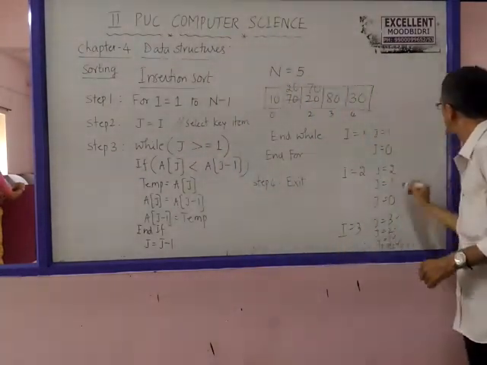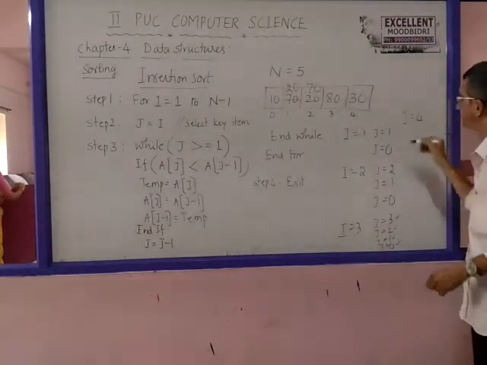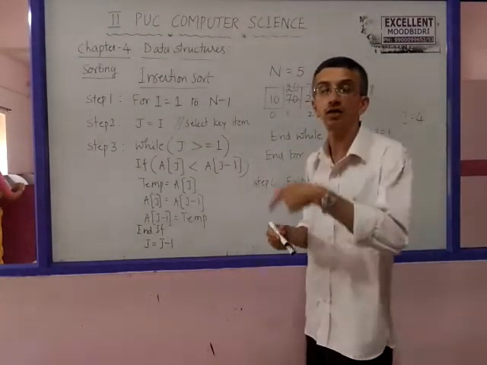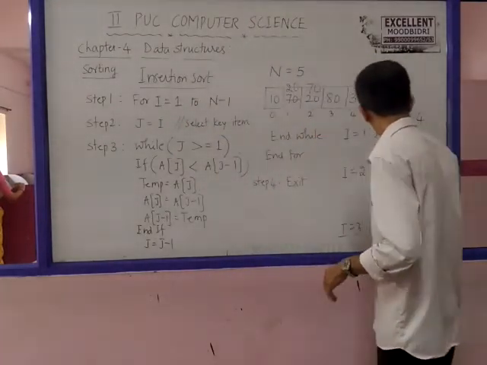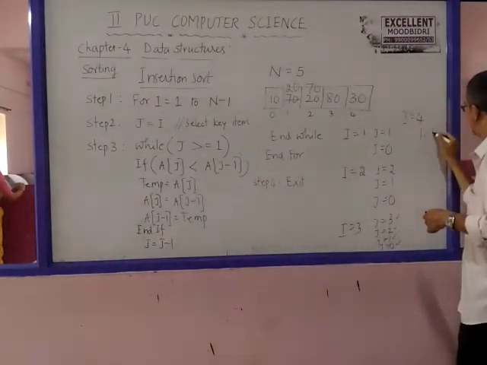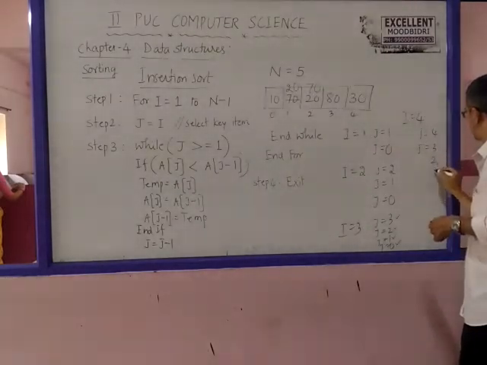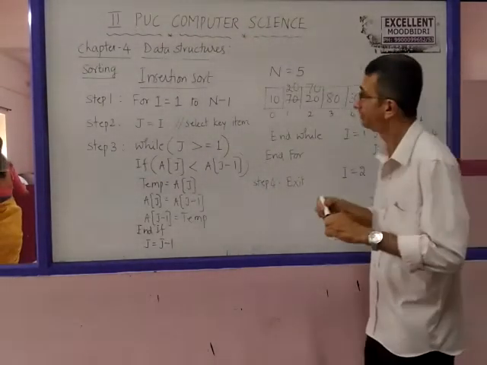Now similarly i becomes 4. The last round of i, i passes 4. Same thing will happen. So j is equal to 4, j is equal to 3, 2, 1 and 0. Correct? Let us see that.